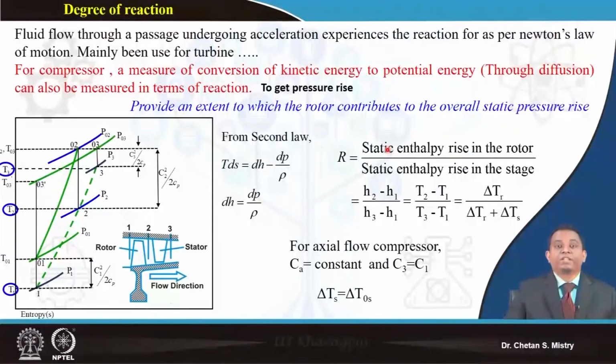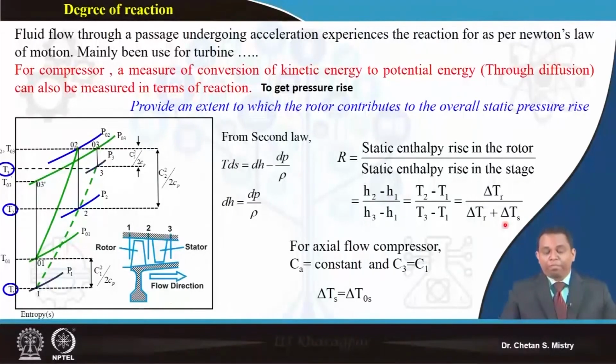Let me put this parameter, the degree of reaction. We can write it as the static enthalpy rise in the rotor divided by the static enthalpy rise in the stage. So the enthalpy rise in the rotor is H2 minus H1, divided by H3 minus H1. In terms of temperature, this is T2 minus T1 divided by T3 minus T1. It is nothing but delta T0 in the rotor divided by delta T0 in the stage.